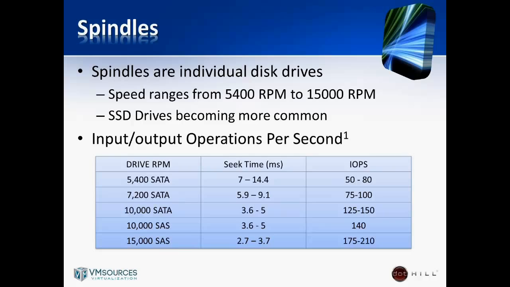Spindles are individual disk drives. They come in a variety of speeds and adapter types, such as SATA, Nearline, and SAS. What you need to know is, the faster the rotational speed of the drive, the lower the seek time, and the higher the IOPS.